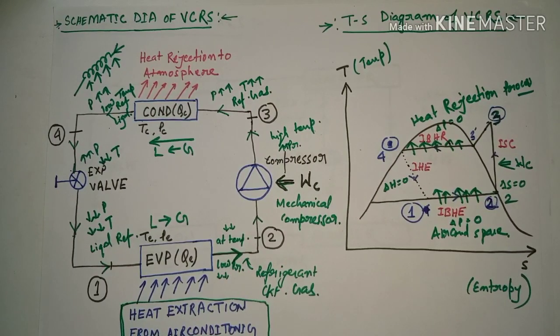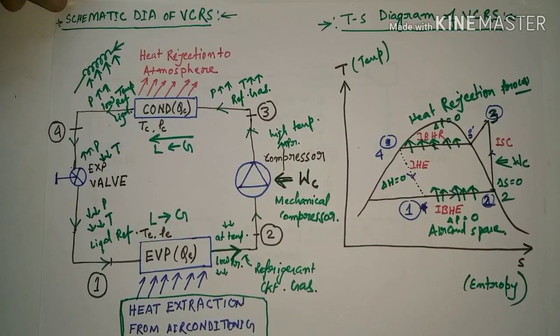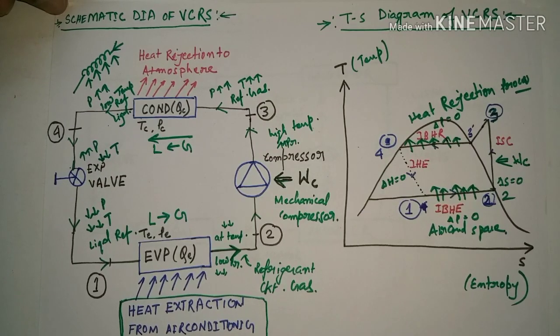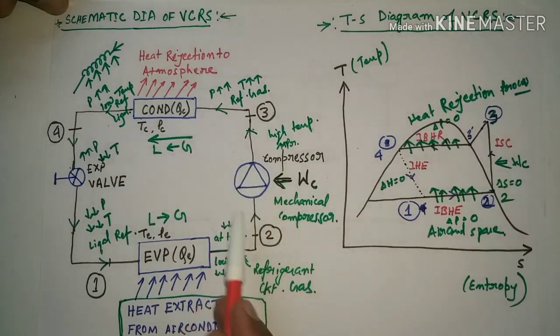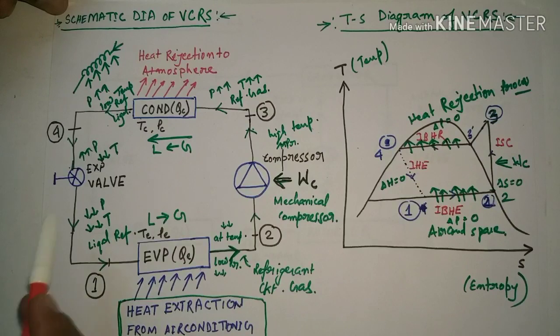In my last lecture, I described the VCRS. What is VCRS? What is the schematic diagram of VCRS? And what is the description of the TS diagram? How do we draw the TS diagram, and by combining what kind of processes do we compose it and make VCRS? In this lecture I will describe the vapor absorption refrigeration system, but before that I want to recapitulate the previous one. In my last lecture I mainly described the mechanical compressor, how we draw the TS diagram, the function of the evaporator and condenser, and the function of the expansion valve.